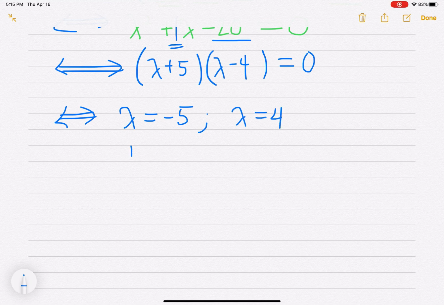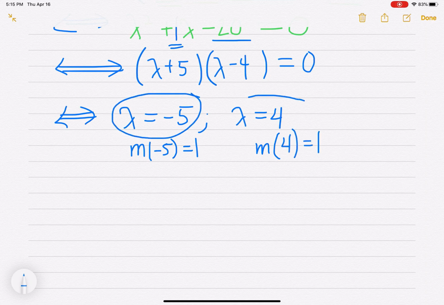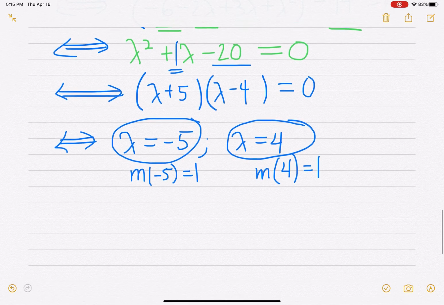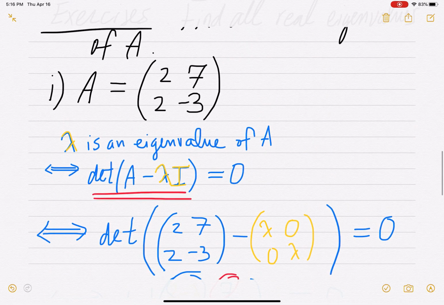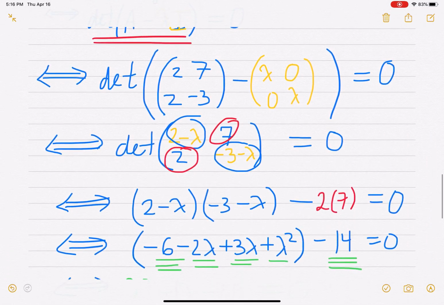Now, it turns out that the multiplicity of negative 5 is 1, right, because it only shows up one time. So I'm going to go ahead and state that the multiplicity is 1. That's called the algebraic multiplicity. And the algebraic multiplicity of 4 is going to be 1 because it only shows up one time. I'm going to just state that below. It's something we're going to have to get used to doing. So these are the two eigenvalues of this particular matrix. So the maximum number of eigenvalues you can have for a 2 by 2 is 2. You can have up to 2 eigenvalues for a 2 by 2 matrix.